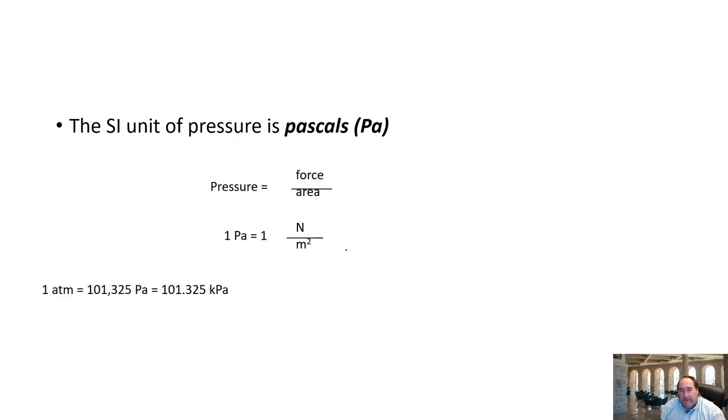As I mentioned before, pressure is equal to force over area, and 1 atmosphere is 101,325 pascals or 101 kilopascals. I would say most of the time in chemistry, you're probably not going to see too much of pascals. Some other science classes will sometimes use pascals or kilopascals for pressure.